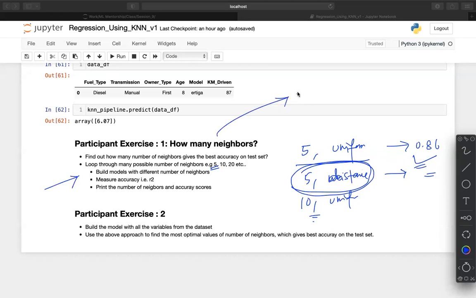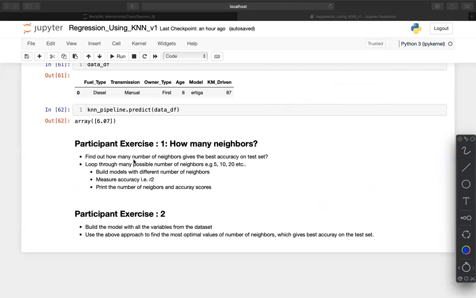There is of course a better mechanism to do this using something called grid search, which we'll explore in one of the future sessions. But let's do that as an exercise for you.